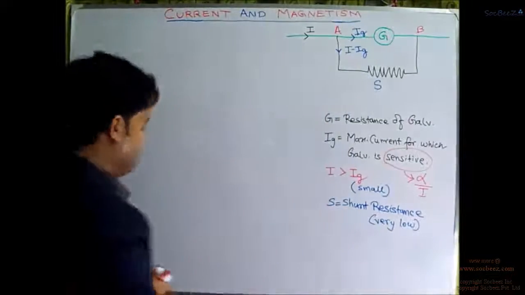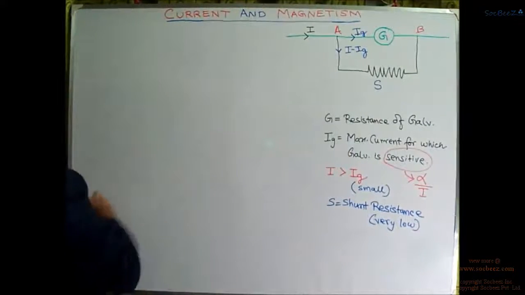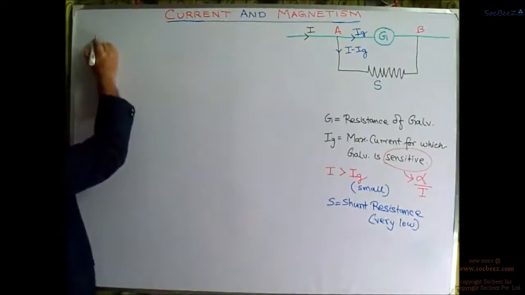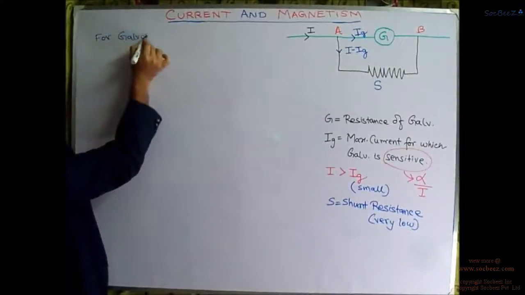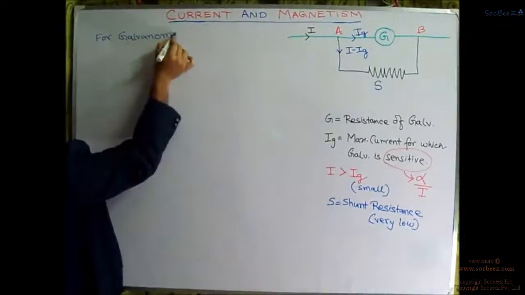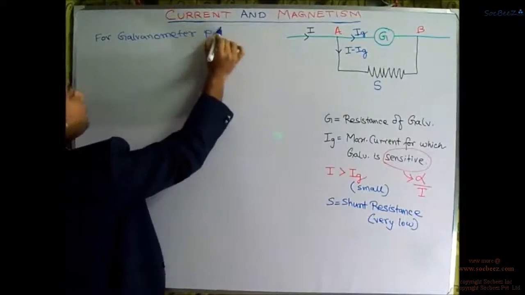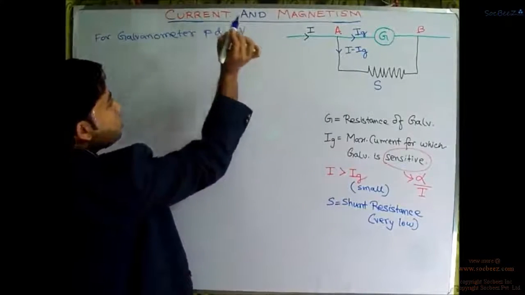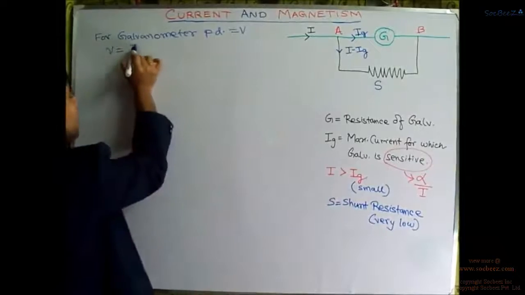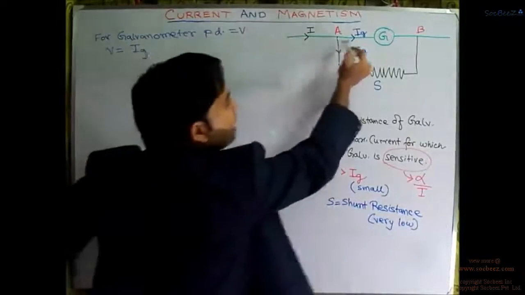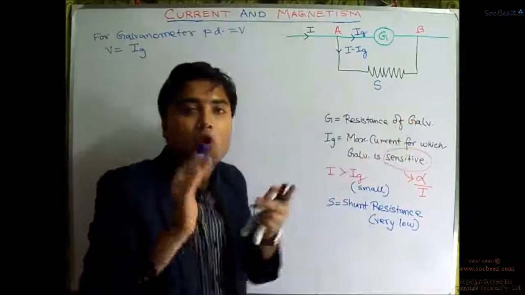Now what is the potential difference for this galvanometer? If we define it for the galvanometer, the potential difference is equal to V. So we can write V equals Ig, the amount of current flowing through it, multiplied by the resistance of the galvanometer, as per Ohm's law.